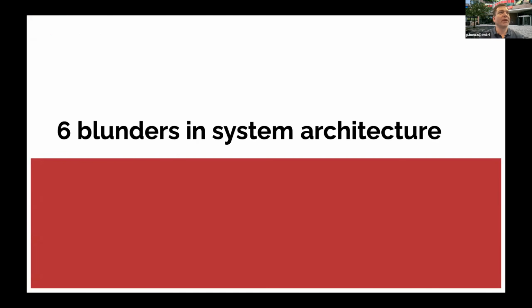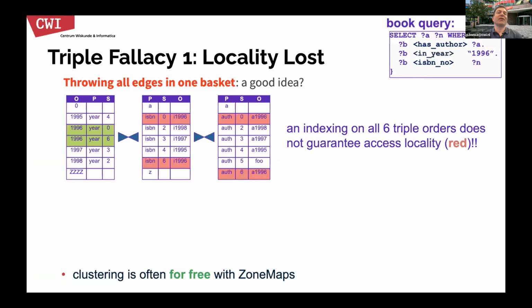Then as to a theory on why this could be the case, I follow Mike Stonebraker in pointing out certain things that are maybe not optimal. I call them, in his style, blunders. So I will take you through 6 blunders in graph data systems architecture. First, triple fallacy number 1, locality lost.